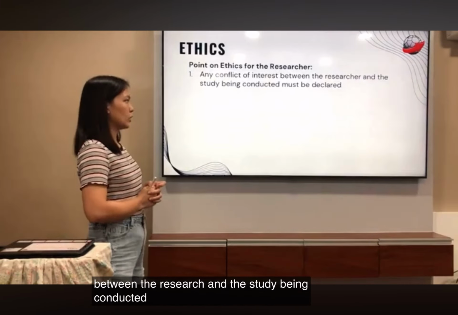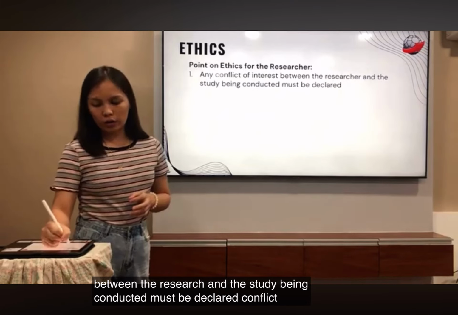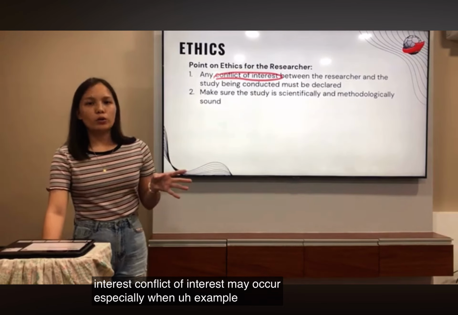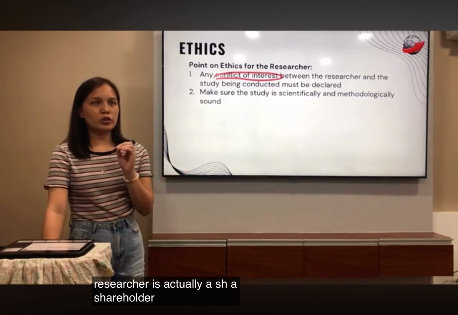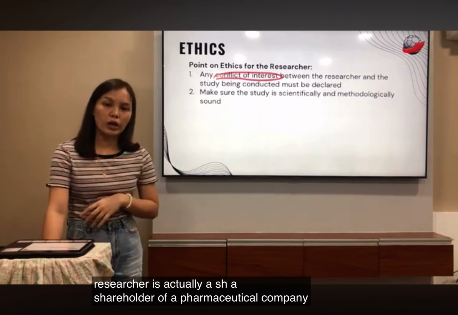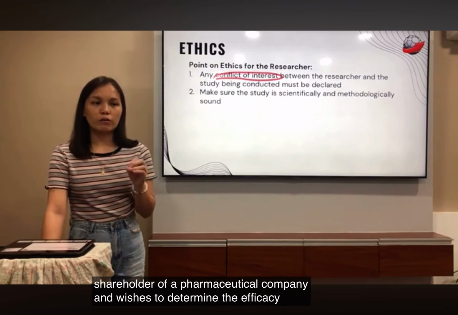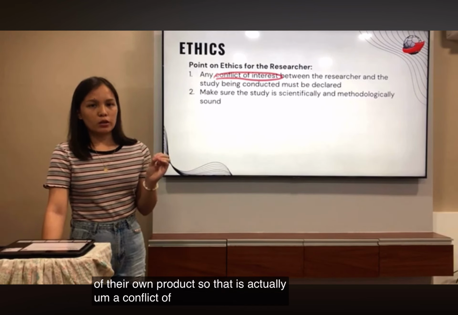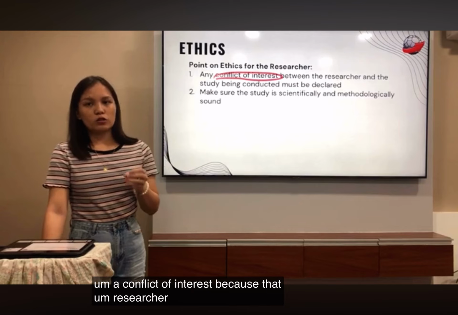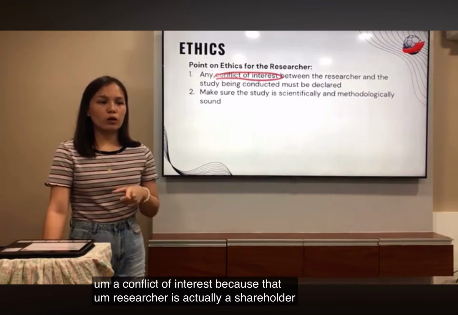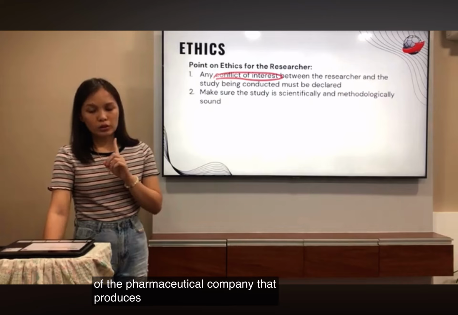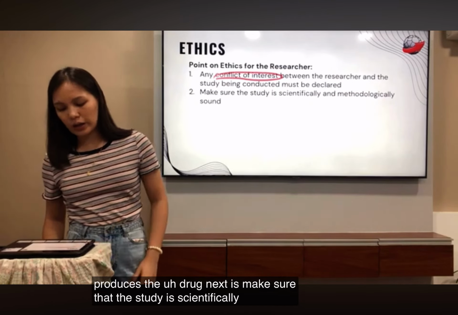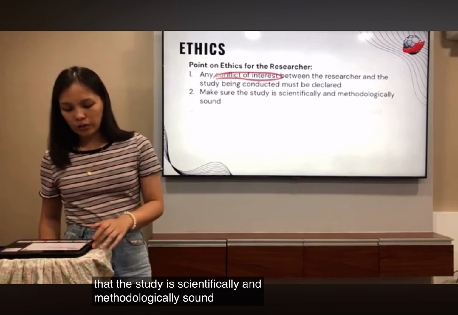Conflict of interest may occur especially when, for example, a researcher is actually a shareholder of a pharmaceutical company and wishes to determine the efficacy of their own product. So that is actually a conflict of interest because that researcher is a shareholder of the pharmaceutical company that produces the drug. Next, make sure that the study is scientifically and methodologically sound.